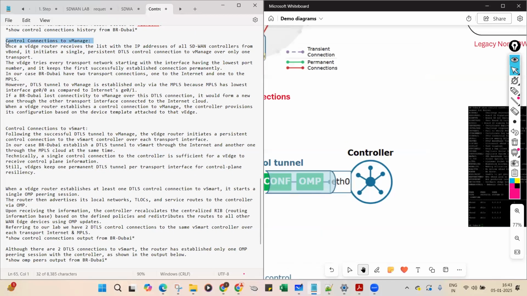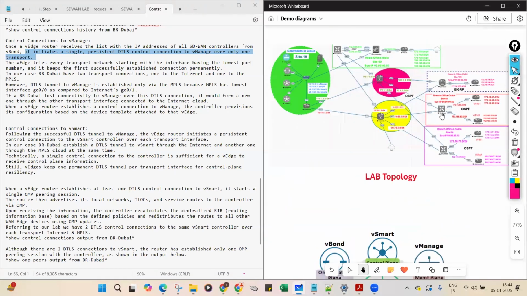Let's check what happens between the WAN edge router and the vManage. So once a vEdge router receives the list of IP addresses of all SD-WAN controllers from vBond, it initiates a single persistent DTLS control connection to vManage. So in our topology, there are two WAN links, one via MPLS and the other one via internet. So whenever this edge router gets IP details of the vManage and the vSmart, it will only form one tunnel with the vManage from only one interface.